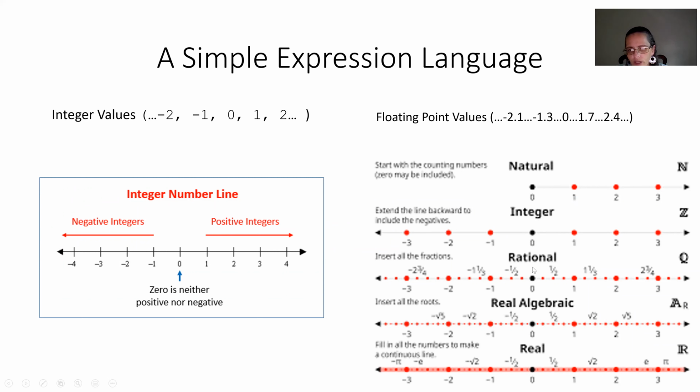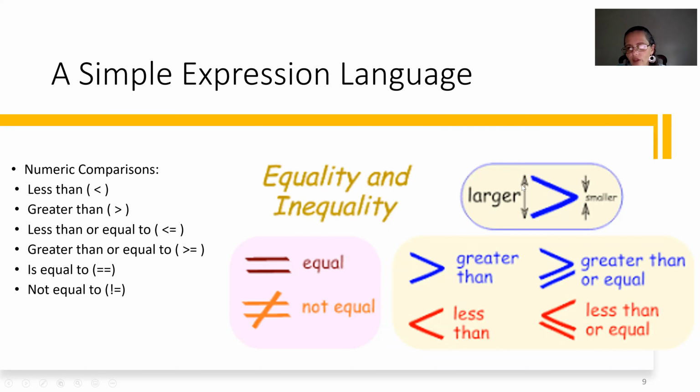We would also like to be able to talk about comparisons. To do a numeric comparison, we would use equality and inequality. So we can ask if something is equal or not equal, which is given by these symbols here. Notice that when we talk about the greater than and less than, a little thing you can use to remember this is large mouth, large number, small mouth, small number, right?